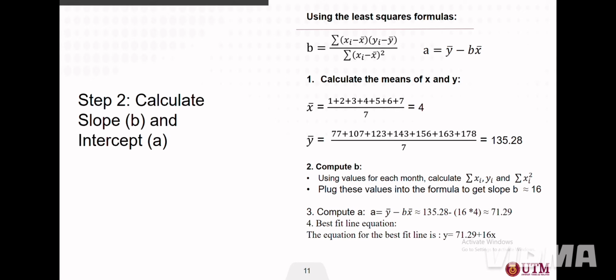By plugging X dash and Y dash into equation 1, which is B, we get the slope B. The second step is to use this B and X dash, Y dash to get A. And as you see here, the final equation for the best fit line is Y equals 71.29 plus 16x.